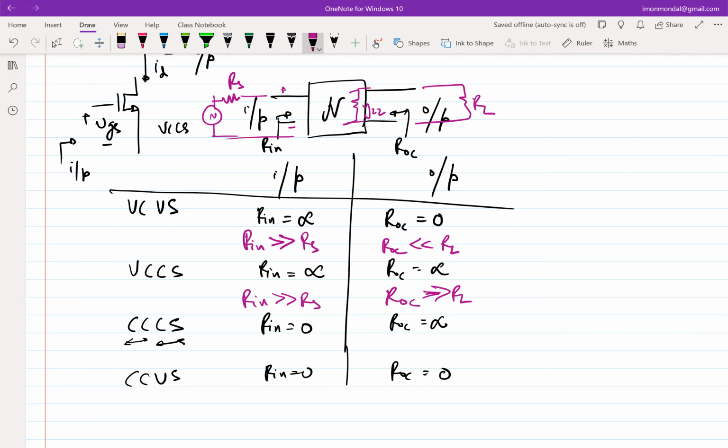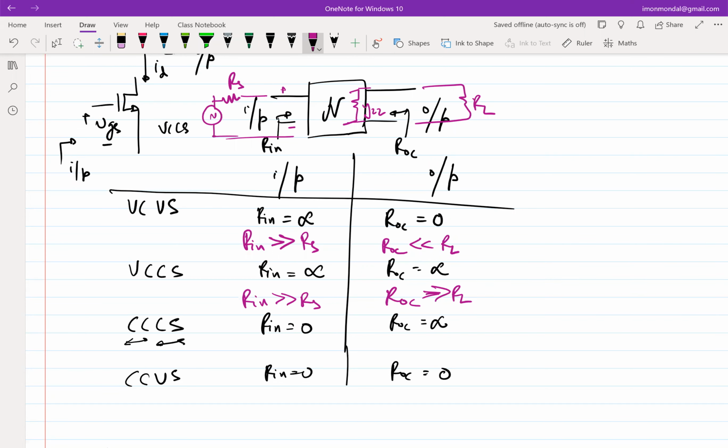Ideally, you don't want any division of the current at the output, which means that you don't want any output resistance, or rather you want infinite output resistance at the output port of the network. Is that fine? We talked about this when we were introducing two-port networks and we came to transistors, if you recall. Does that make sense?